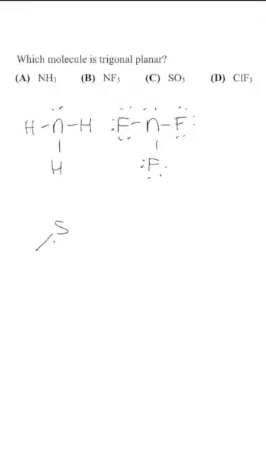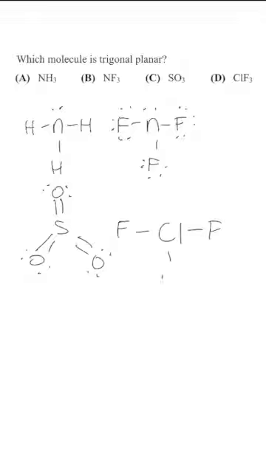SO3 will look like this, with the central sulfur and double bonds to each of the oxygens. And each oxygen will have 2 lone pairs, with no lone pairs on the central sulfur. And remember, it can do this because it can expand its octet. And lastly, ClF3 will look like this, with 2 lone pairs on the central chlorine. And chlorine can also expand its octet, which explains why it has more than 8 electrons.